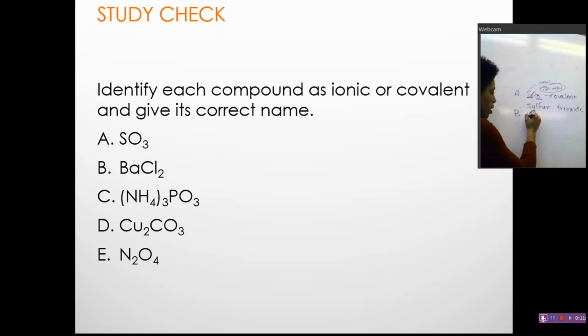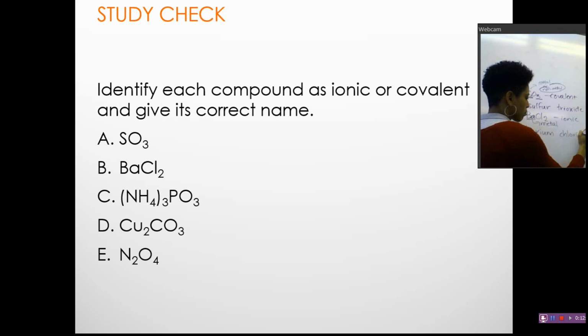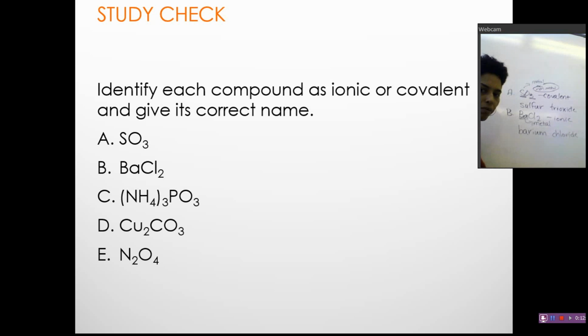B, BaCl2. Well, what is Ba? Is it a metal or non-metal? Well, it's a metal. So if the first atom is a metal, then this must be an ionic compound. And because it's ionic, we don't name it with these prefixes, we just name the ions. So this is barium, what? Chloride.